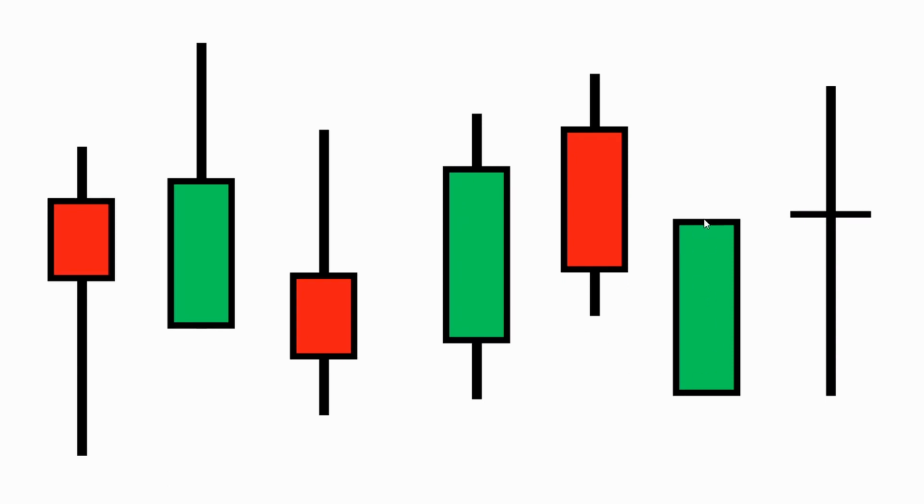You could have some without any wicks. That means that the stock opened here, went up the entire day, and closed at a high. Then you could have some that look like this. It has no middle part, no candle part, just a wick. This means that it opened and closed at the exact same price for that day or trading session.